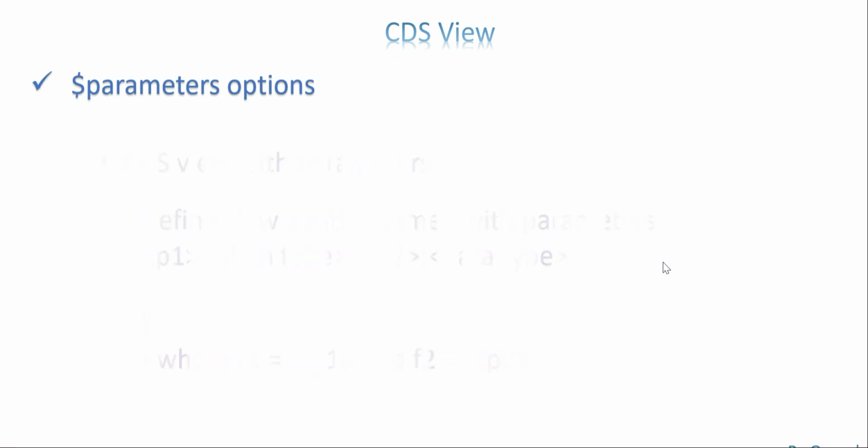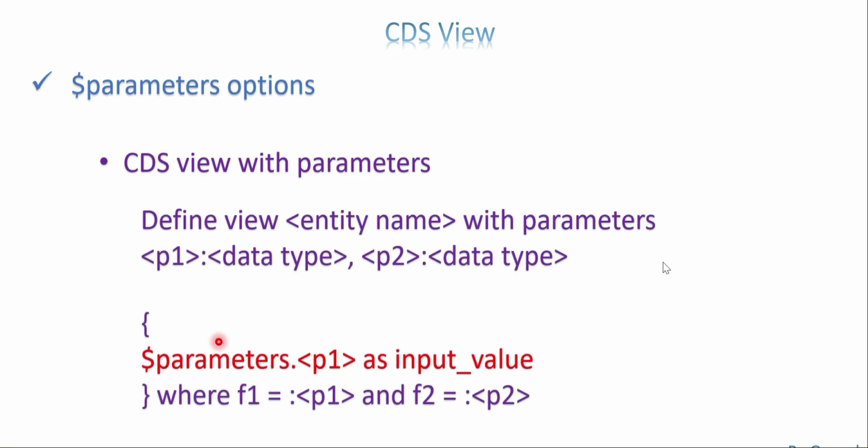If you want to use that inside your selection list, just use the keyword dollar parameters dot whatever value you want, and that needs an alias name, as the input value. If it is required, you can make use of this. Or if you want to use it in a case statement, based on the user input I want to make some validation conditions and perform some business requirement, then you can use case dollar parameters dot p1.